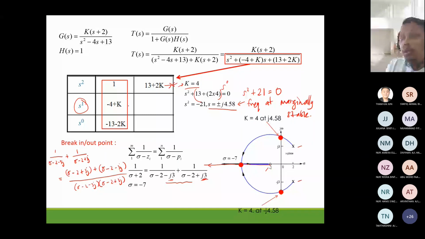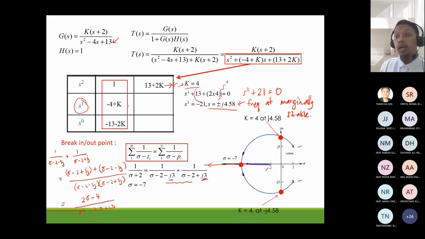Okay, so you cross multiply, and then you will realize that on the numerator you get 2 sigma minus 4, because 3j minus 3j you can eliminate. And then on the denominator, this one is simply similar to this. So you can just write minus 4 sigma plus 13.